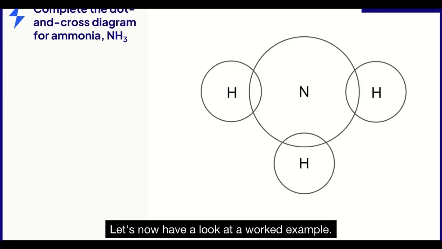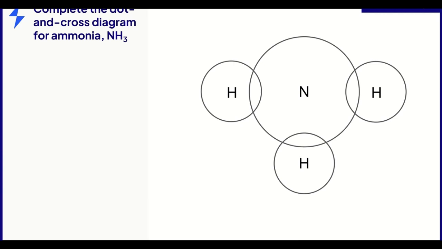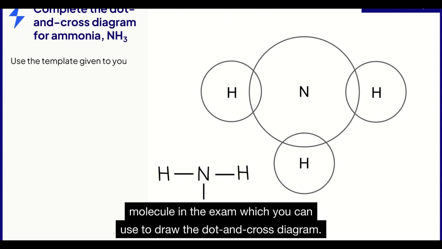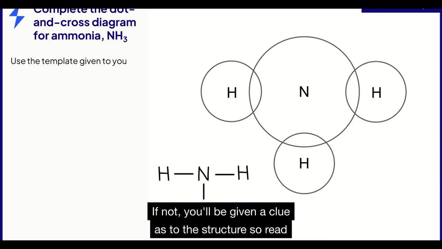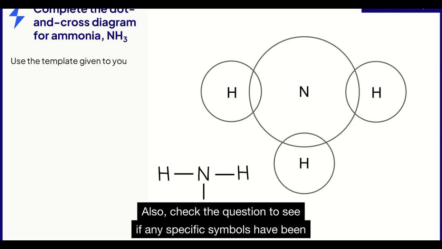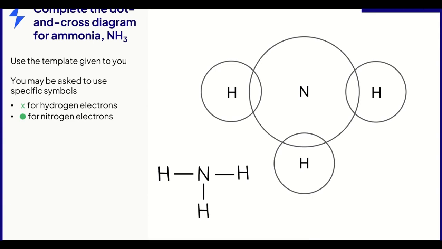Let's now have a look at a worked example. Covalent dot and cross questions are usually worth 2 marks. You are most likely to be given the template or displayed formula of the molecule in the exam, which you can use to draw the dot and cross diagram. If not, you will be given a clue as to the structure, so read the question stem carefully. Also, check the question to see if any specific symbols have been given for electrons of each atom.